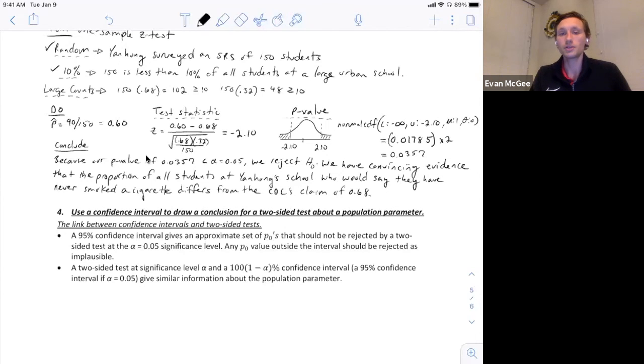So again, make sure you're measuring the p-value against alpha, say that we reject, and then this time we do have convincing evidence. And whenever we have convincing evidence, it means we're rejecting the null. If we don't have convincing evidence, then we fail to reject the null.